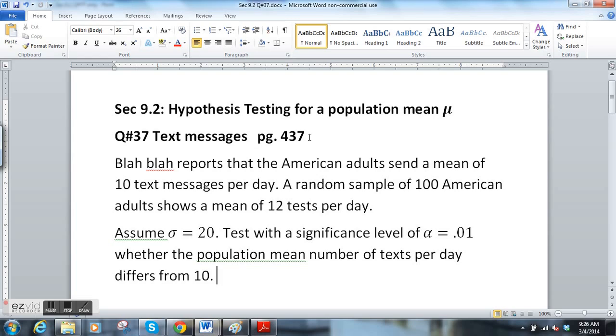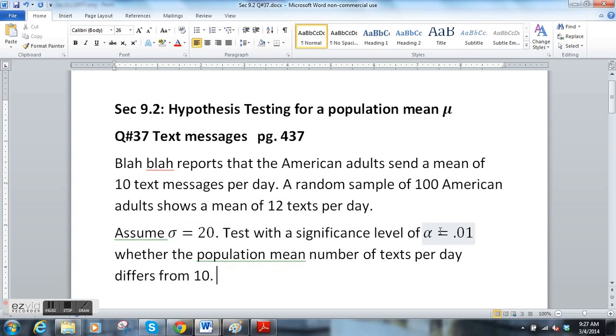So if you look on page 437 of the Discovering Statistics textbook that you love so well, and you look at question number 37, this question is about text messages. So some report says that American adults send a mean of 10 text messages per day. A random sample of 100 American adults shows a mean of 12 texts. That should say texts, not tests. Perfect. Assume that sigma, the population standard deviation, equals 20.